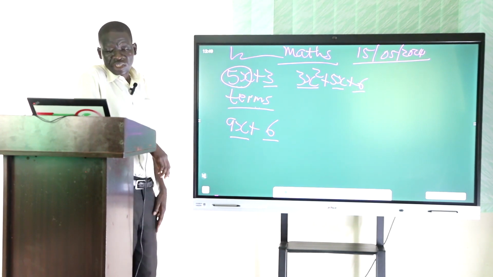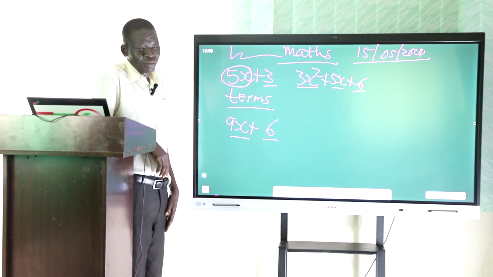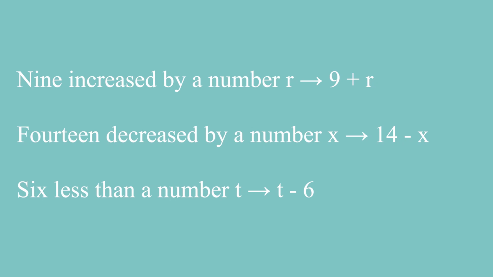We can look at a statement like this: 9 increased by a number r. So that one is a statement which is in English. We can put it in mathematical form. In mathematical form, 9 being increased by r is written as 9 plus r. It means we are increasing the 9 by r. So we have put it in short form.